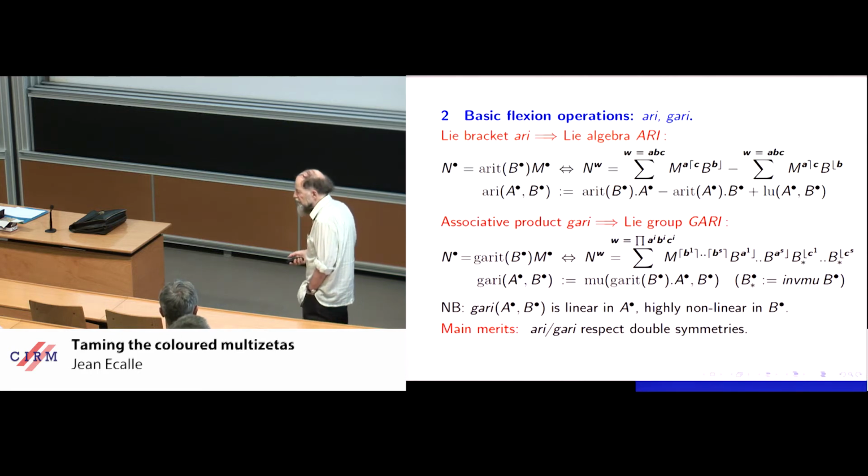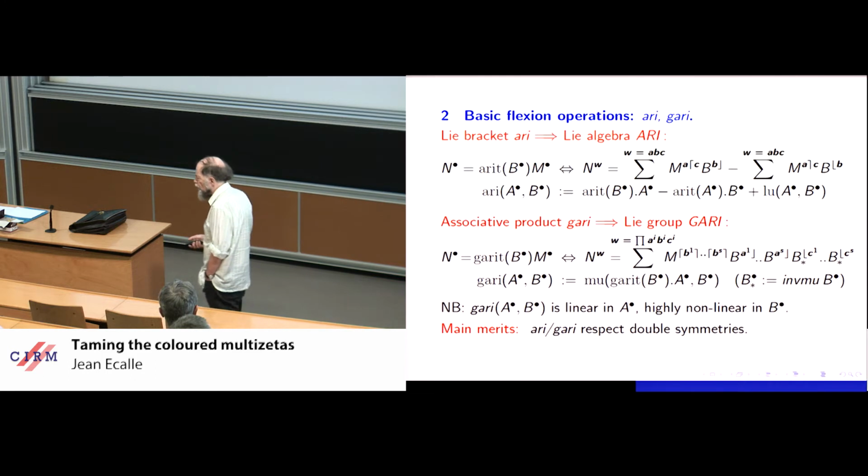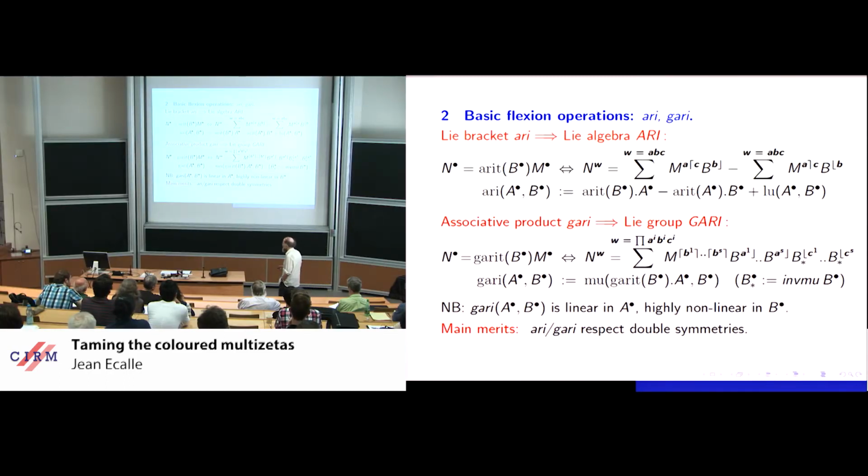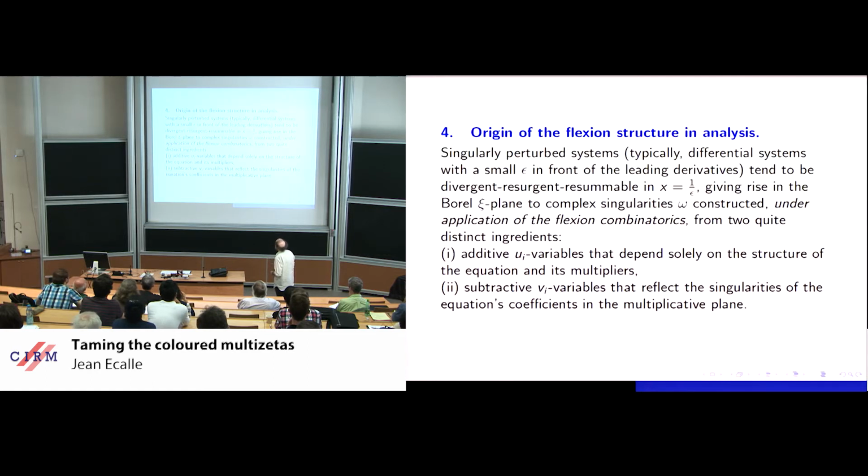The main thing is that, of course, we'll see that in a moment, this algebra and this group do respect double symmetries. We'll see which ones in a moment. Something about the origin, because this is an artificial-sounding definition, and it's only decent to explain how we came to this.